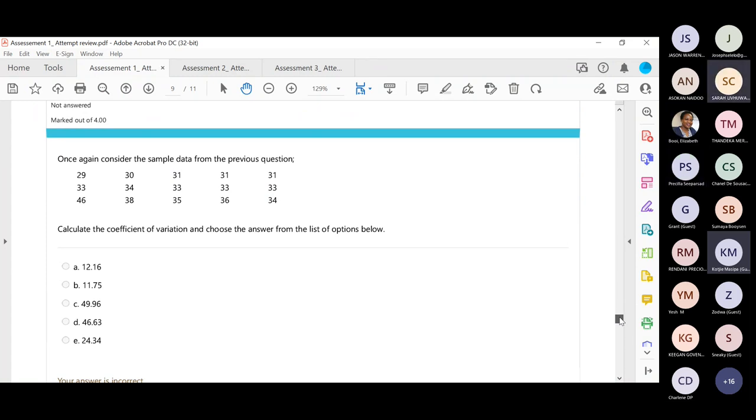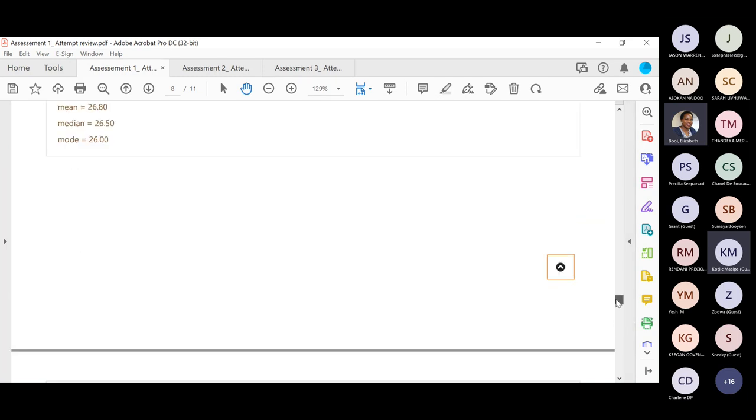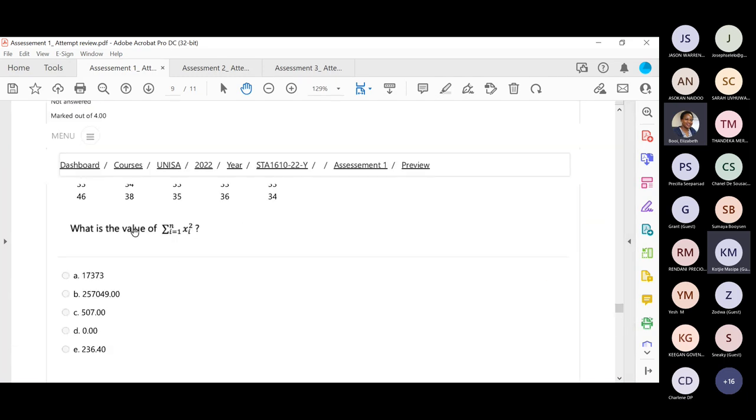Okay, so I see. Yes, this helps. So 9 and 10 are the same data set according to what I'm seeing on my side as well. I know the questions will be different, but the data set is the same. So let's use this data set to answer question 9. Question 9 says, what is the value of the sum of your xi squared?